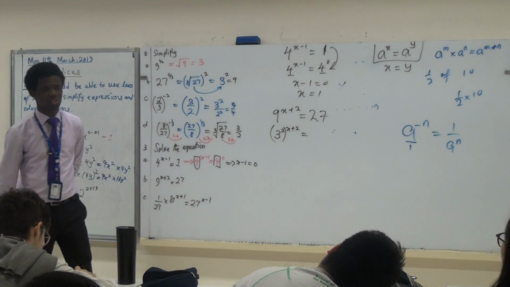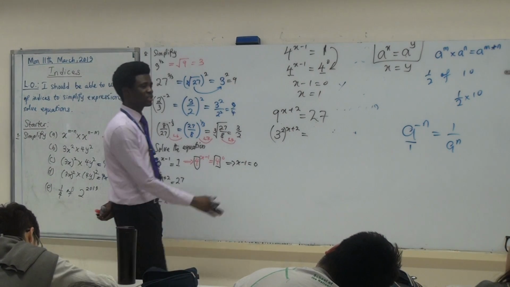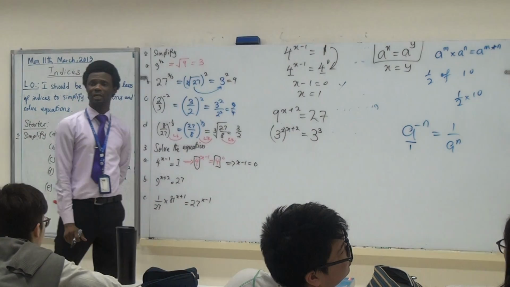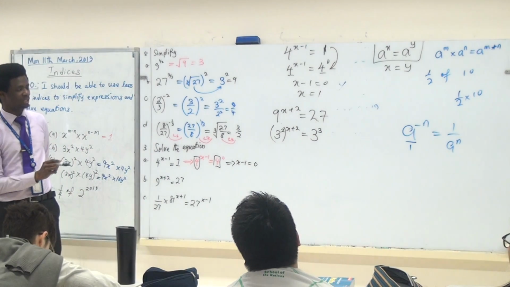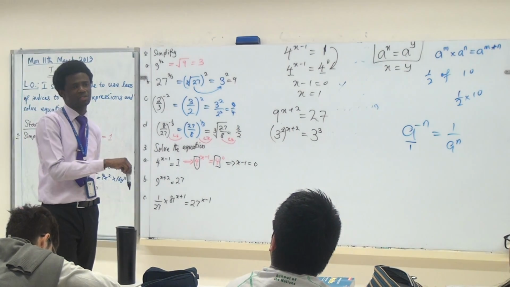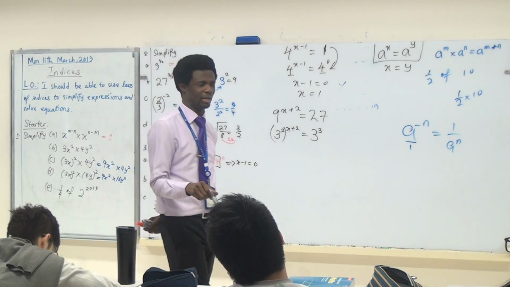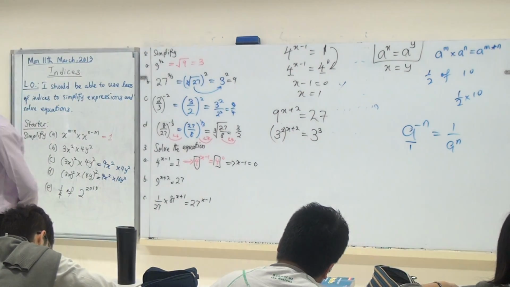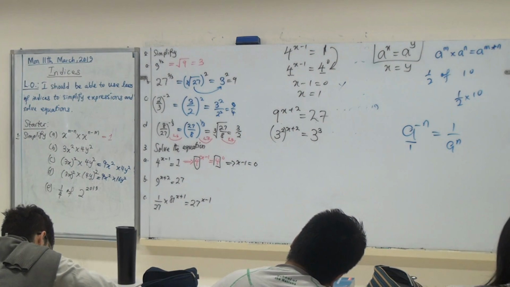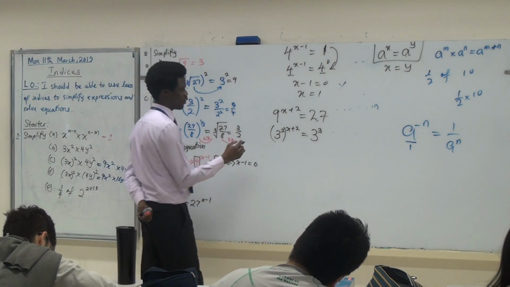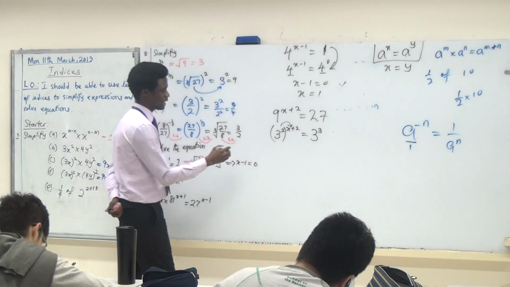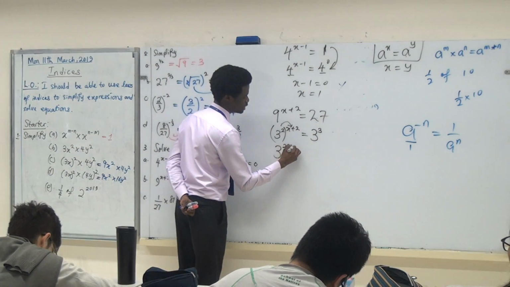You don't have to rush. And what is my 27? Elson, are you sleeping? 3 cubed. Can you see that? Now there's a law that talks about when you have power inside and outside of a bracket of an index form, multiply. What law is that? Five. So because of law number 5, we're going to multiply these two, the internal one and the external one. And that gives 3 to the power 2x plus 4.